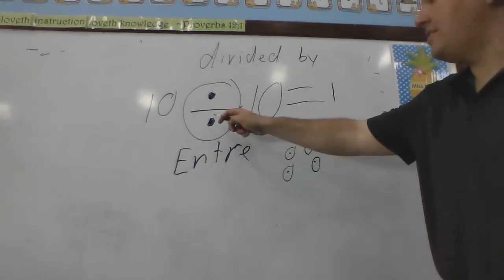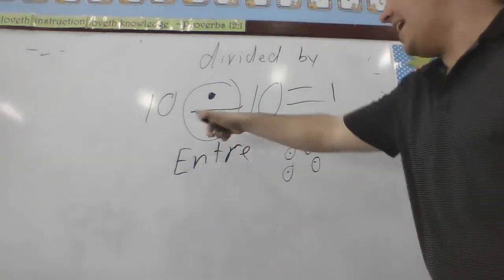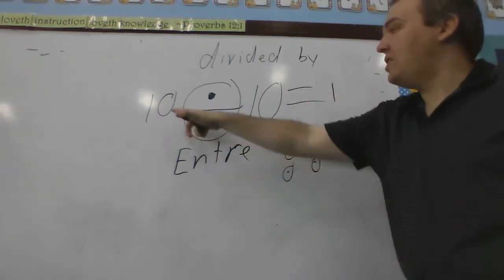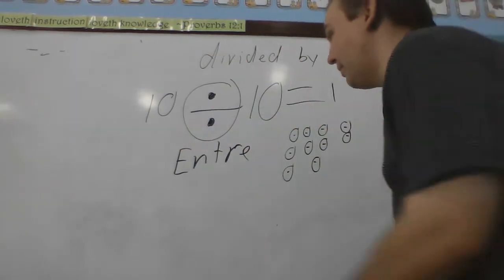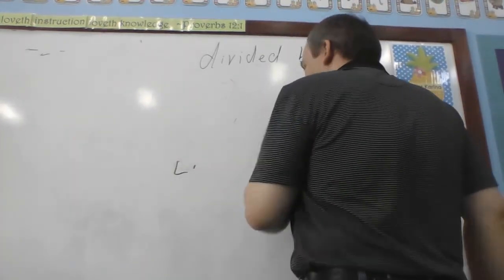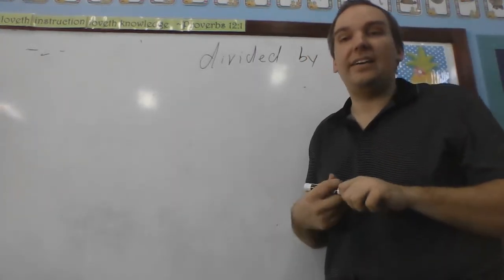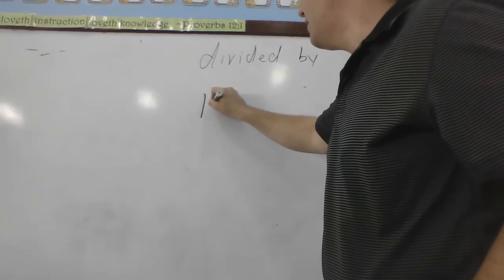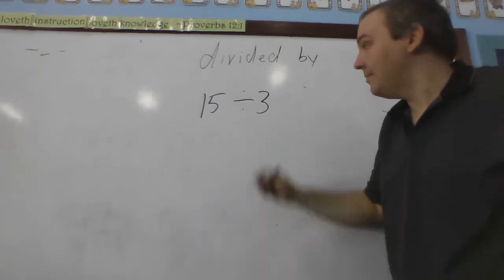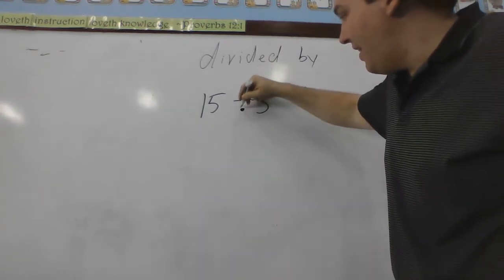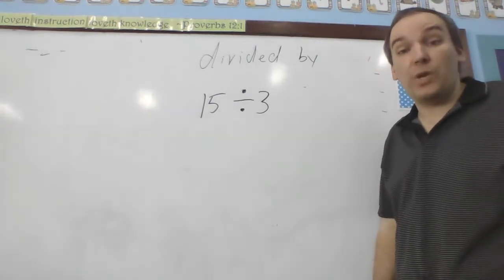Okay? So you see this sign here, it means entre. It means divided by. 10 divided by 10 is 1. We have 10 things, and we'll put them in 10 groups. That's 1 in each group. Okay? So, here's one that might try to trick us. You might see this here. 15 divided by 3. 15 entre 3. And you have 15 things, and we want to put them into 3 groups.